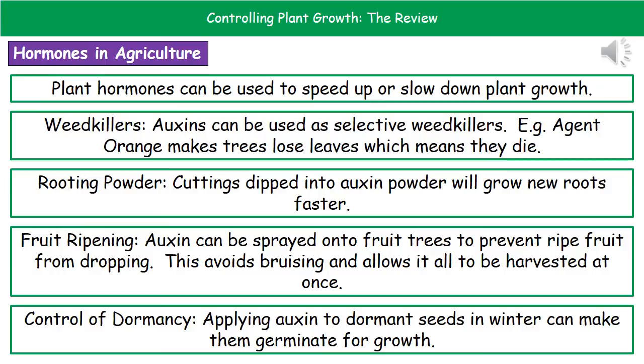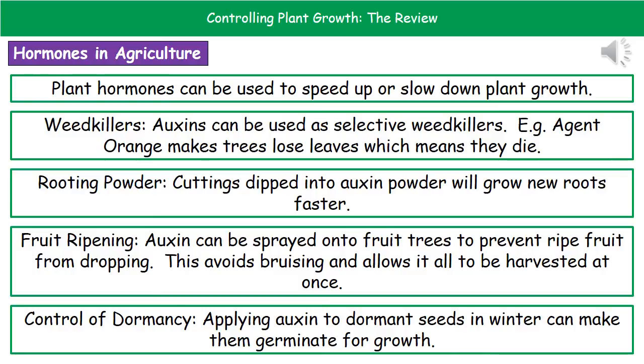In terms of fruit ripening, what we can actually do there is spray auxin onto the fruit trees, and as a result of that auxin being sprayed onto them, it prevents the ripe fruit from dropping. So that means that no fruit will fall from the tree, and so it won't become bruised. And then as soon as the farmer is ready to harvest all of that food, then what they will do is spray it once more with a high dose of auxin, and then the fruit will all drop at that point, so you can harvest it all at once.